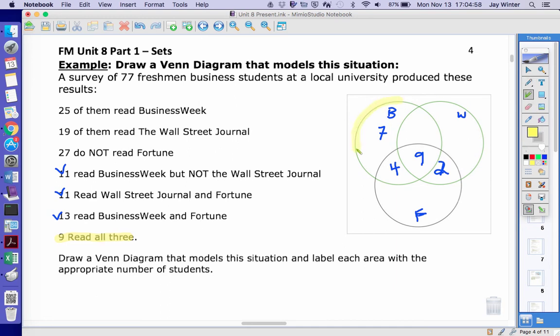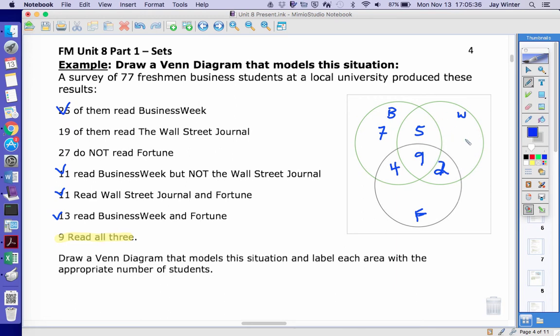25 read Business Week. And if you focus in on just the Business Week set alone, you notice that all the wedges are filled in for Business Week except one, this one right here. So 7 and 4 is 11, and another 9 is 20. That must mean that if 25 students read Business Week, a 5 has to go in here in the wedge in between them. Okay, getting warmer again. That kind of takes care of that clue.